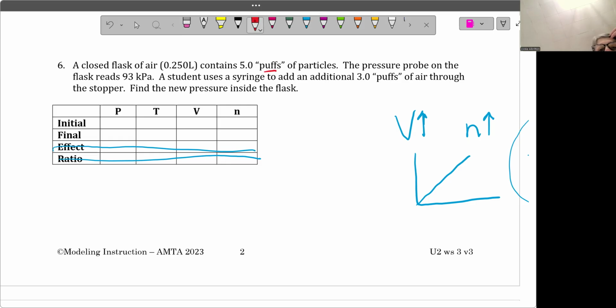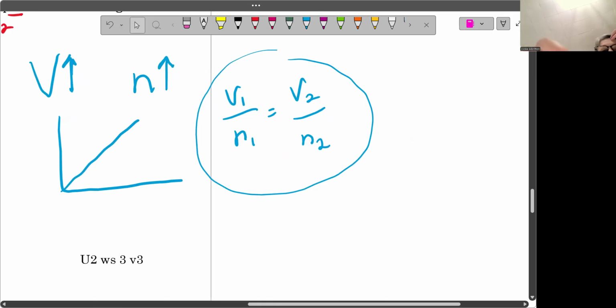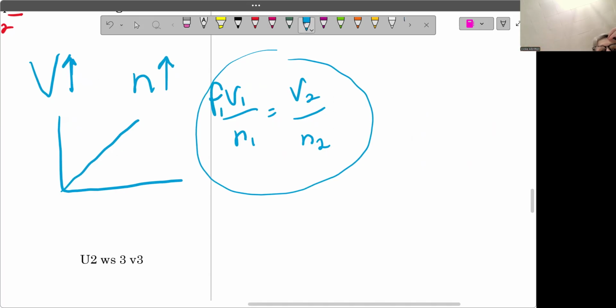Let's use this idea of puffs to represent our number of particles. So for our initial puffs of particles, we'll put 5. And for our final, or N2, if we have 5 plus an additional 3, let's put 8 in. Now we know the original pressure reading is 93 kilopascals, and it's asking us to find the new pressure inside the flask. So just like we knew that the volume and particles were in a direct relationship, the pressure is also in a direct relationship with particles.